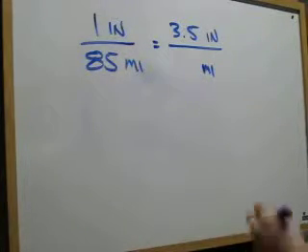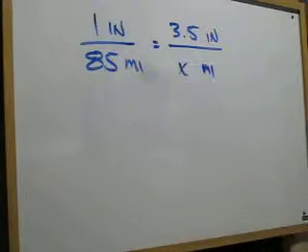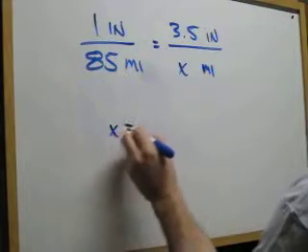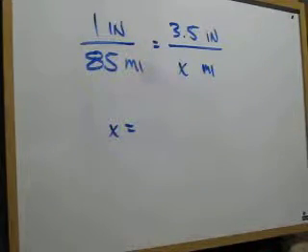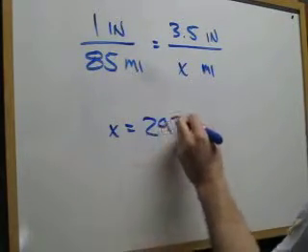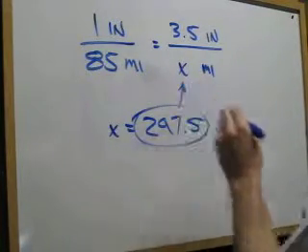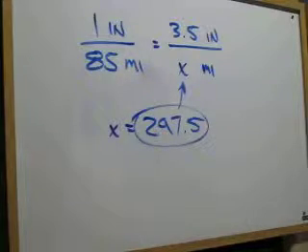What is the actual distance between the two cities? How many miles is actually between the two cities? Alright, 1 times x is x. 3.5 times 85 is 297.5. So that's how many miles there are between the two cities.